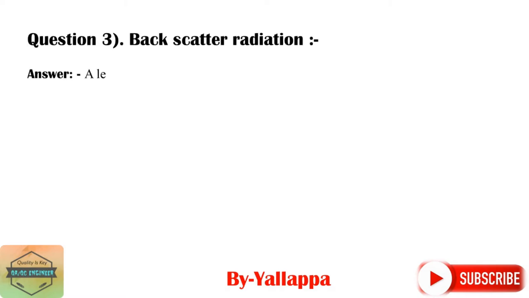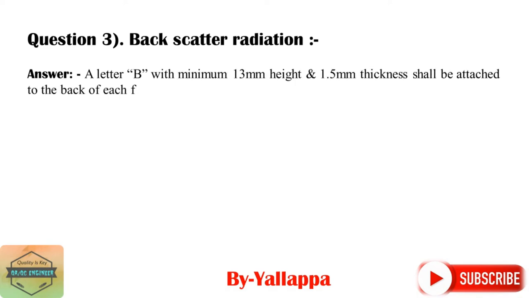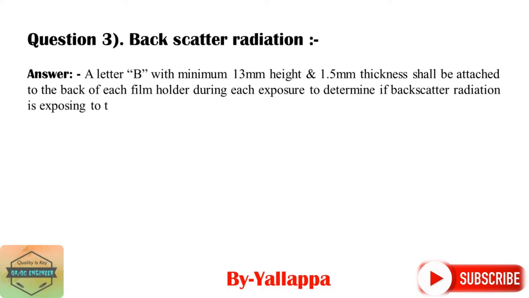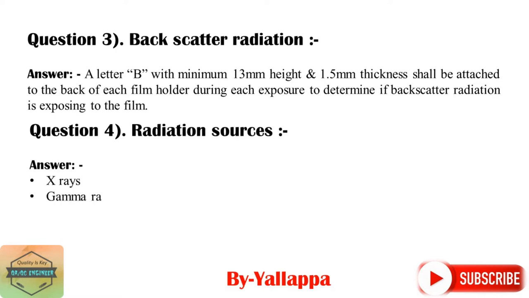Question 3. Backscatter radiation. Answer. A letter B, with minimum 13 mm height and 1.5 mm thickness, shall be attached to the back of each film holder during each exposure to determine if backscatter radiation is exposing the film. Question 4. Radiation sources. Answer. X-rays, gamma rays, iridium 192, cobalt 60, selenium 75.